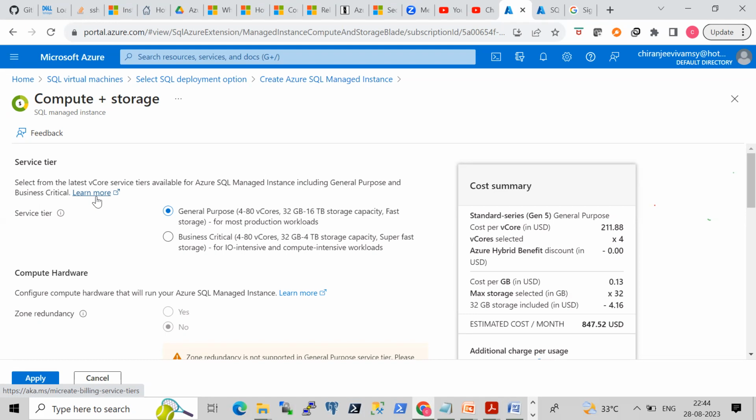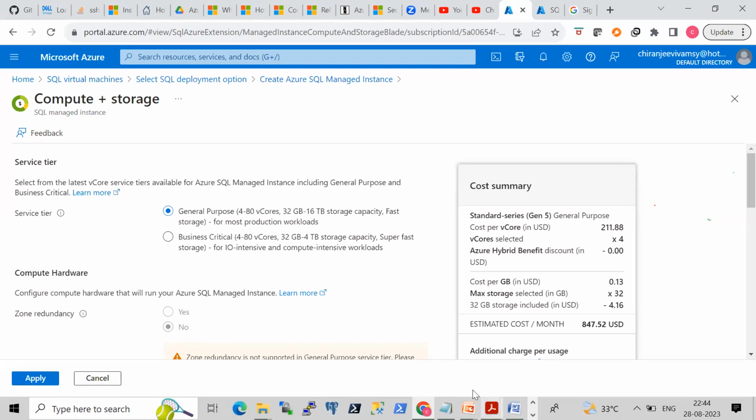Yes or no? Yes, Vamsi. Okay. So don't say DTU model for MI and don't say hyperscale for MI. We have only two flavors, they call it GP and the other is called BC. GP is general purpose, BC is business critical.